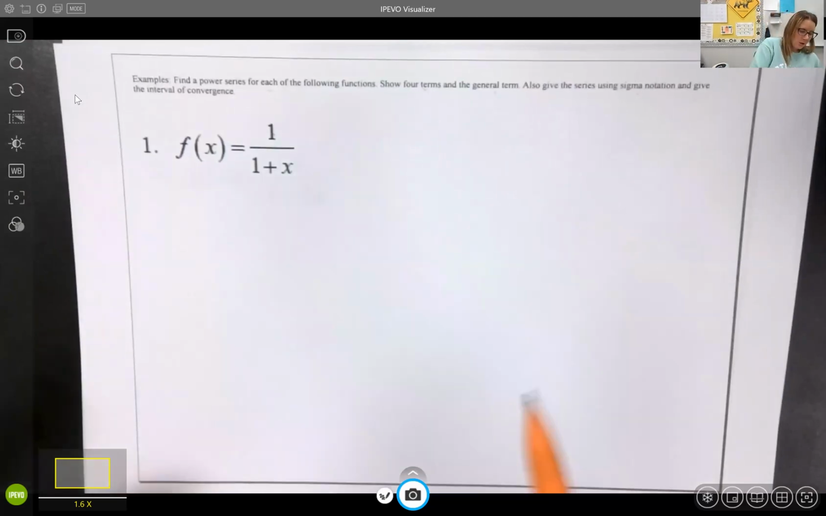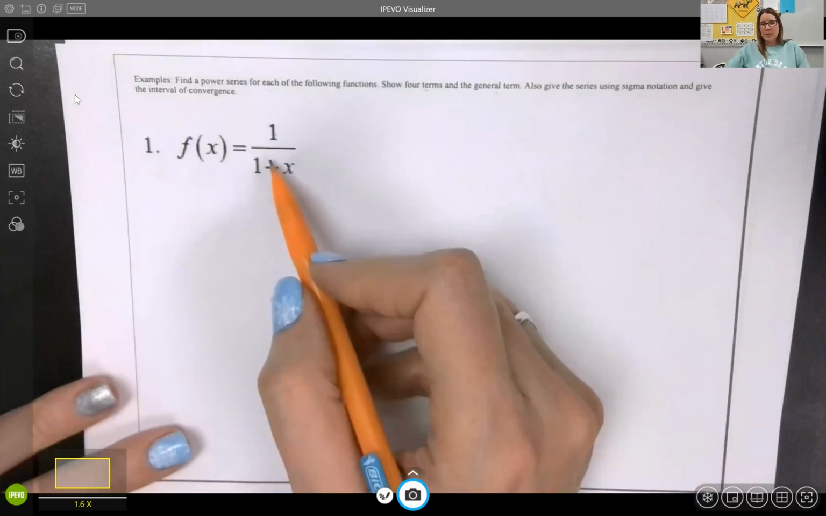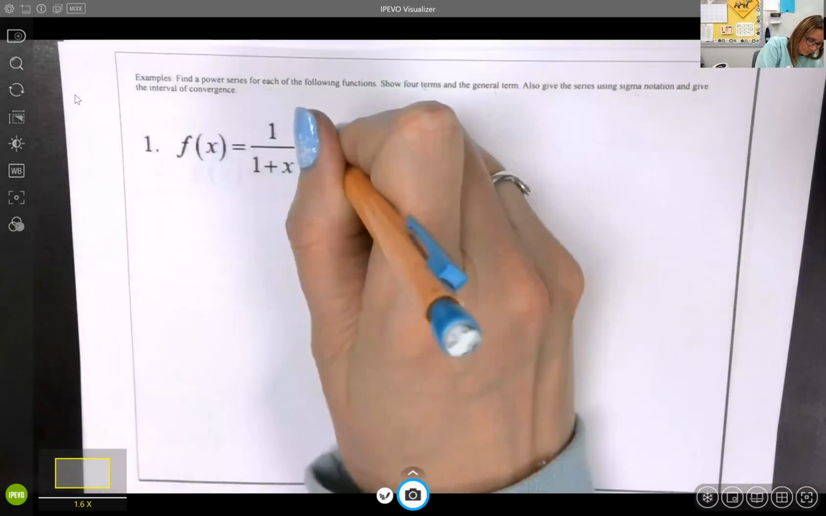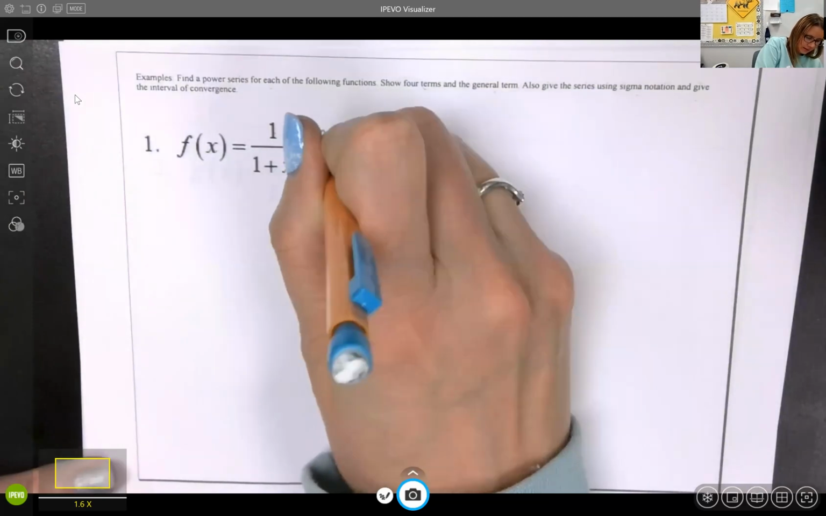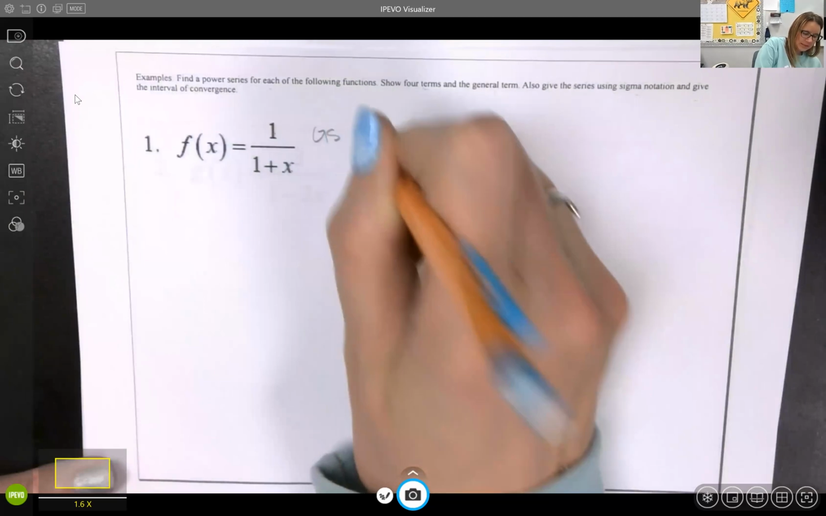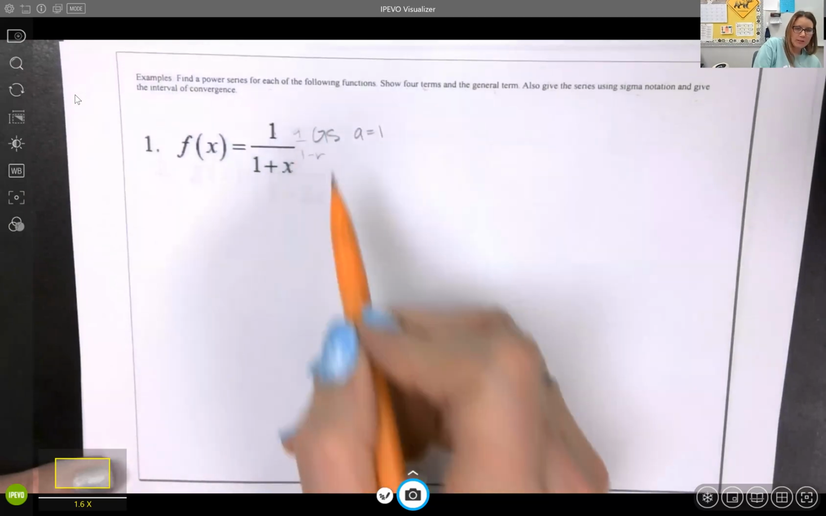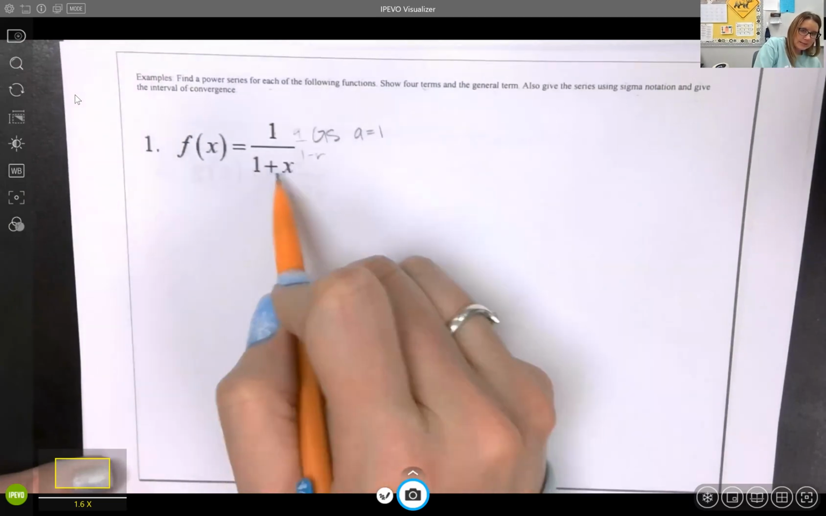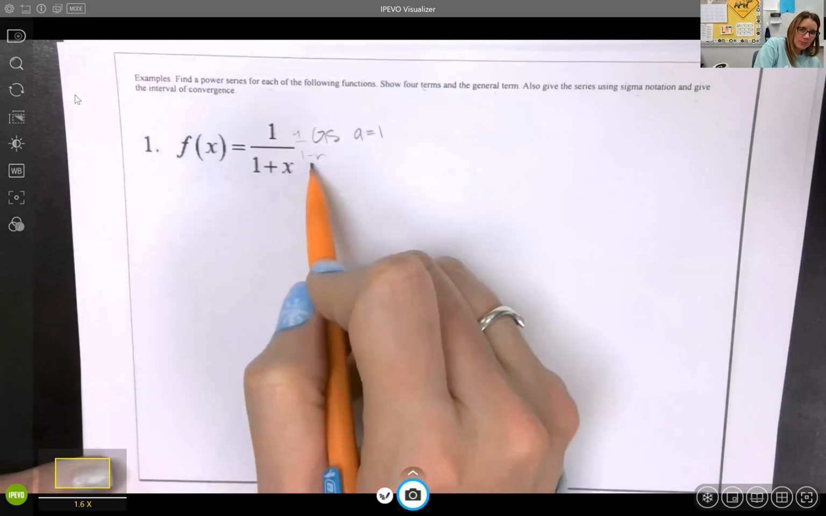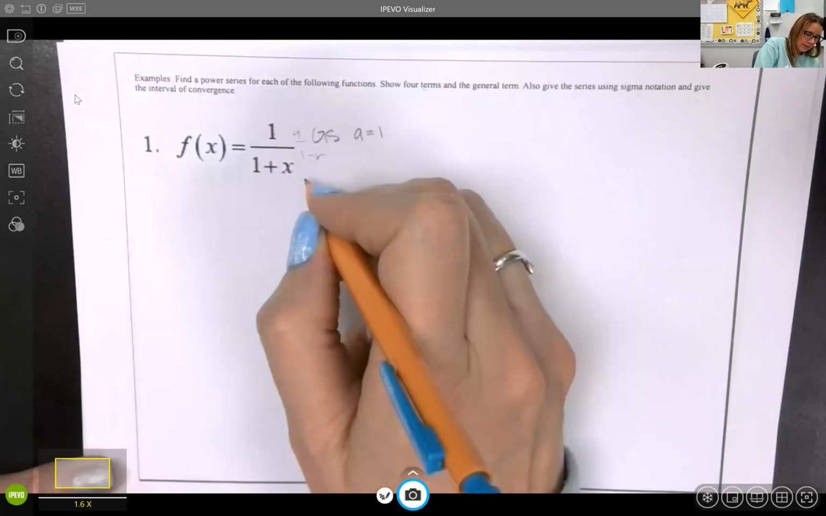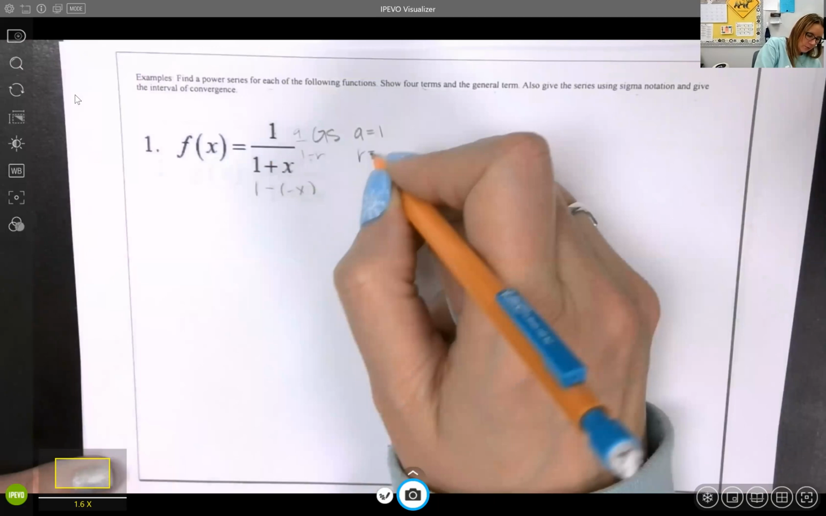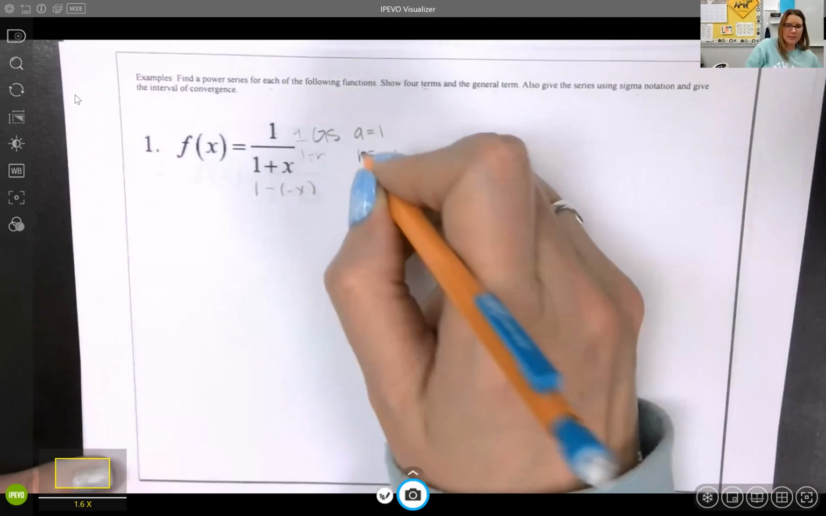Okay. All right. So the first thing that I need to do when it asks me to do this is find out what R is so that I can start writing out my terms. If it was a geometric series, then A would equal 1 because this is in the form A over 1 minus R. So A is 1, and then 1 plus X. How do I convert that into a minus R? It would be 1 minus and then negative X, right? So R would be negative X in this case.